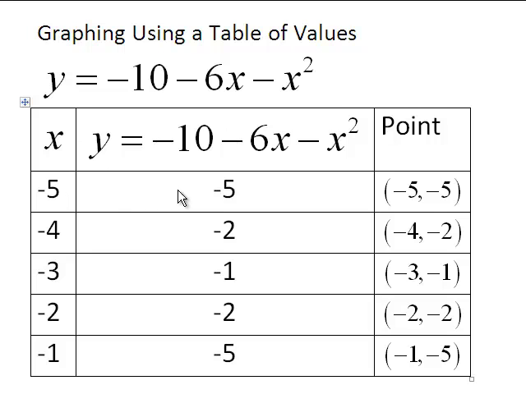Here's the t-chart all filled out. If x is -5, y is -5, giving us the point (-5, -5) on our graph. If x is -4, y is -2. You'll notice here, when x is -3, y is -1. This is the biggest y ever gets, and then when x is -2, it goes back down again, to -2.